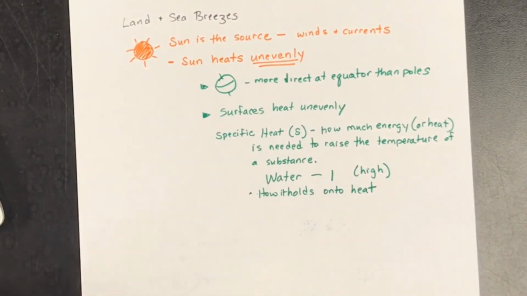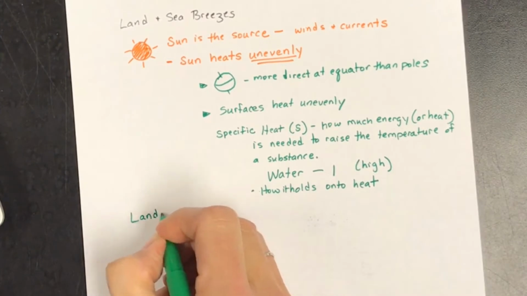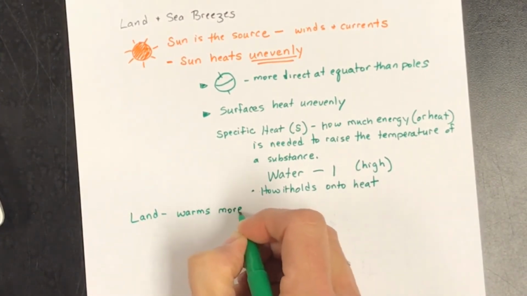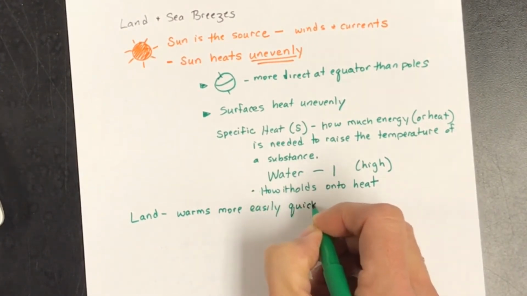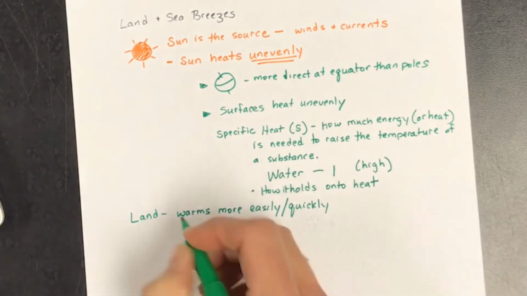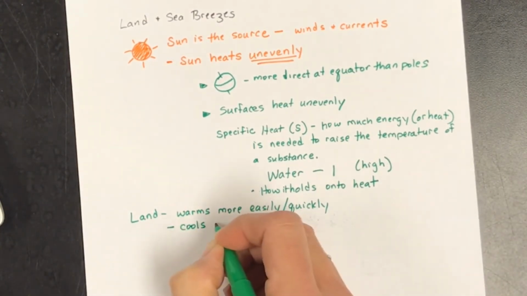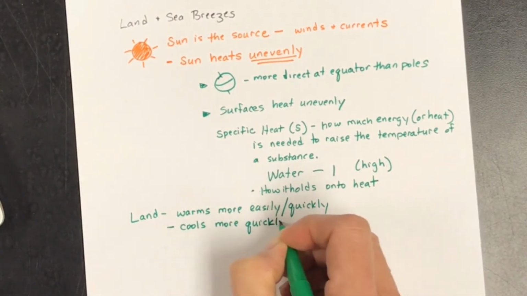And so when we're thinking about the land and the sea, the land, the rock and the earth actually has a lower specific heat. So it warms up. So I'm going to say land warms more easily or quickly. But in the same breath, it also cools more quickly. So it doesn't hold on to that heat in the same way.